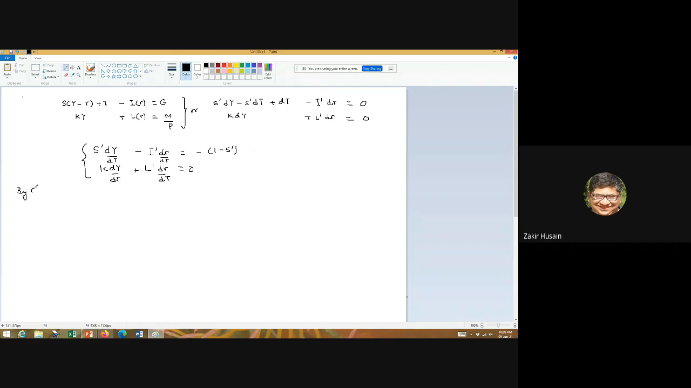By Cramer's rule, so what will be the term? Numerator? What is the numerator, please? Minus 1 minus S prime. Yes. And below that 0. Over here we have minus I prime and L prime, I prime and L prime, plus. Yes. So, sir, it will just be minus of 1 minus S prime.